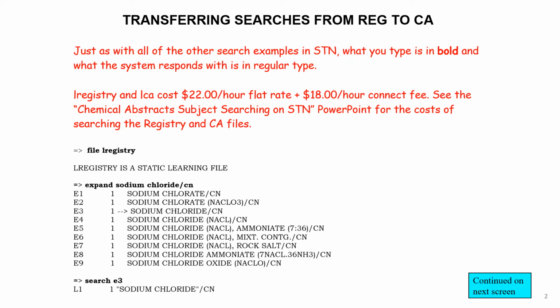At this point, like in any substance search, I just want to get the registry number into the system and ready to search. So all I have to do is say search E3. I could have said search sodium chloride /CN, but it's much easier just to type an E number. Remember, if you are typing a long chemical name and you make a misspelling, you don't get what you want and you have to pay for that search term anyway. So again, always search the E number. It saves time, saves you money.